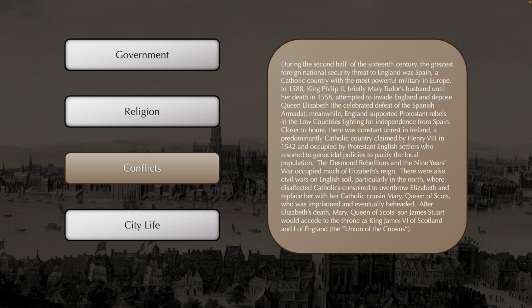There were also civil wars on English soil, particularly in the north part of the country, where disaffected Catholics conspired to overthrow Elizabeth and replace her with her Catholic cousin, Mary, Queen of Scots, who was imprisoned and eventually beheaded. After Elizabeth's death, Mary, Queen of Scots' son, James Stuart, would accede to the throne as King James VI of Scotland, actually a title that he had acquired earlier in his life, and now also King James I of England. This was called the Union of the Crowns.